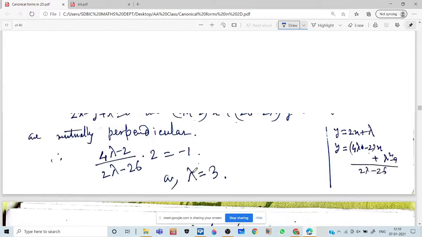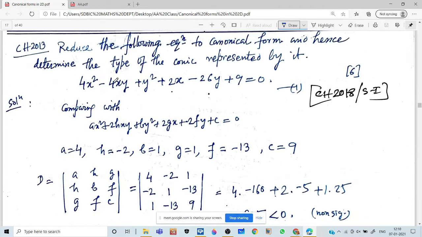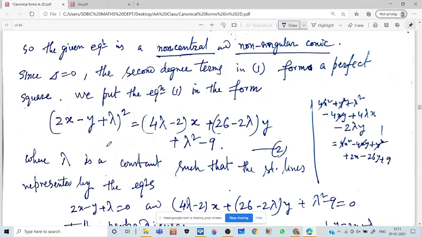First, for the second degree terms, this 4x square minus 4xy is the second degree term. We now try to form the square form by adding y square to this second degree term. So we write 2x minus y plus lambda whole square equal to 4 lambda minus 2 into x plus 26 minus 2 lambda into y plus lambda square minus 9.